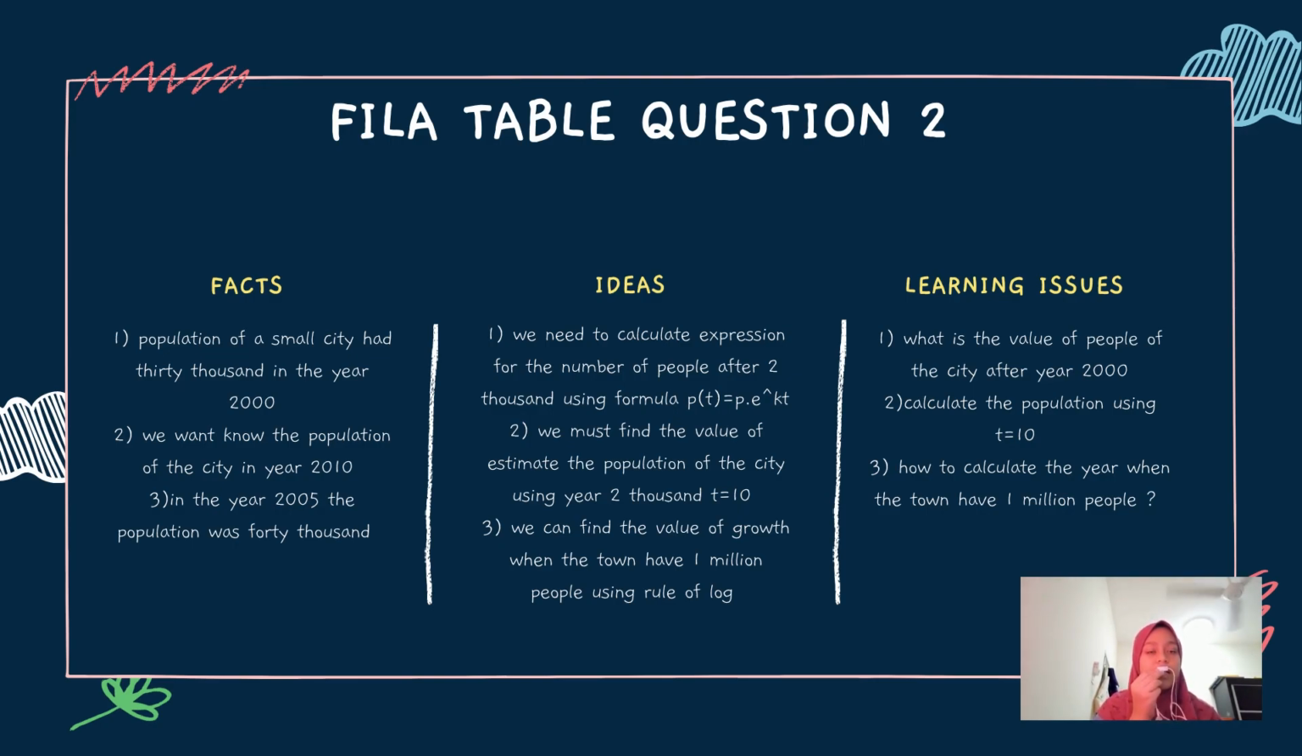Thirdly, I will explain the learning issues from the problem format. Firstly, what is the number of people in the city after 2000? Second, how to calculate the population of the city when t equals 10? And thirdly, how to calculate the year when the town has 1 million people.